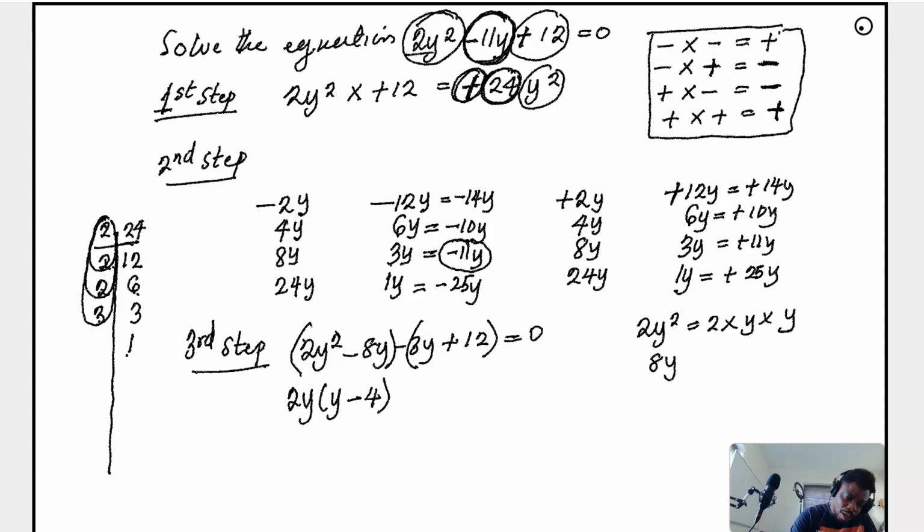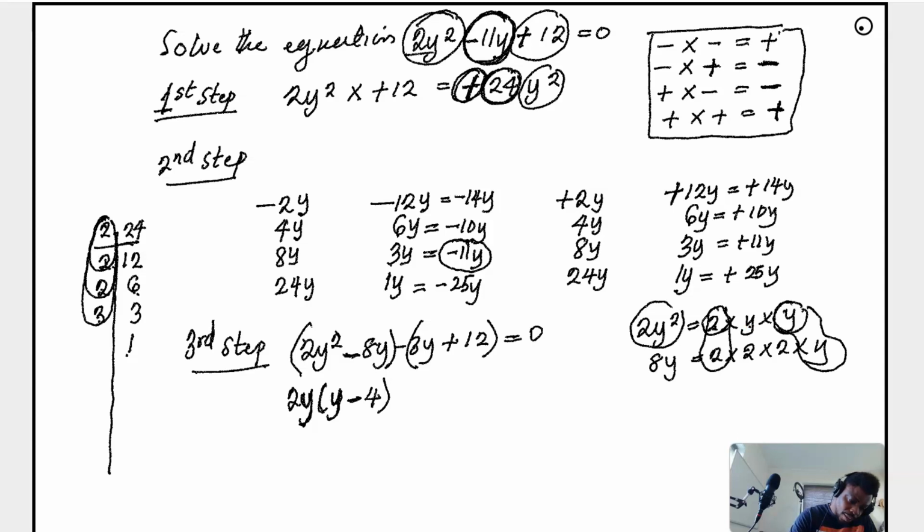8y. So what is that? That is 2 times 2, right? Times what? 2 times y. Agree? So you can see here, y is common here and 2 is common here. So what is common? 2y is common. That is why 2y is outside the bracket. For 2y squared, when you take 2y, you take this 2 and you take this y. What is left? y. That is why you have the y in the bracket.